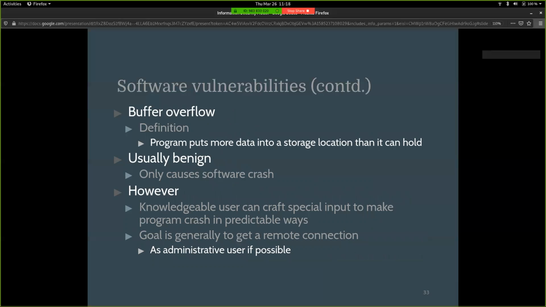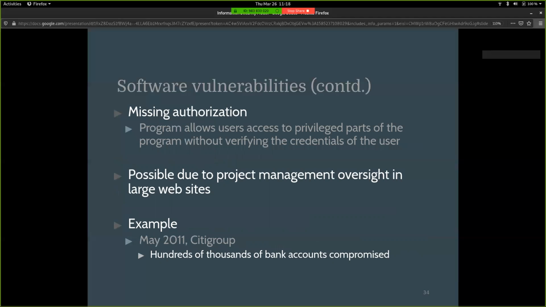Other examples are buffer overflows. So we overload storage locations to cause software to crash. That's one possible cause. The other one is to gain administrative access. So sometimes you can craft a buffer overflow to get the task to fail in a way such that it restarts and allows you to restart without potentially having the right permissions to do that.